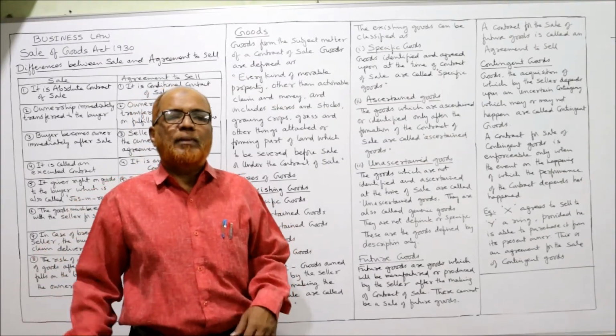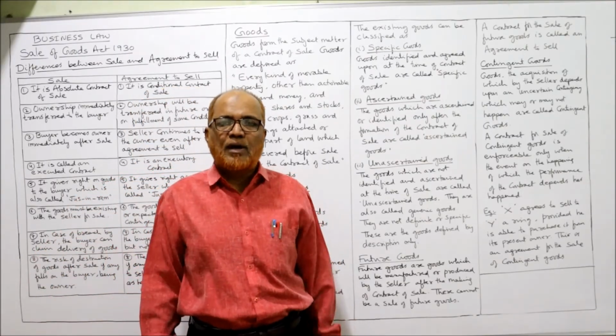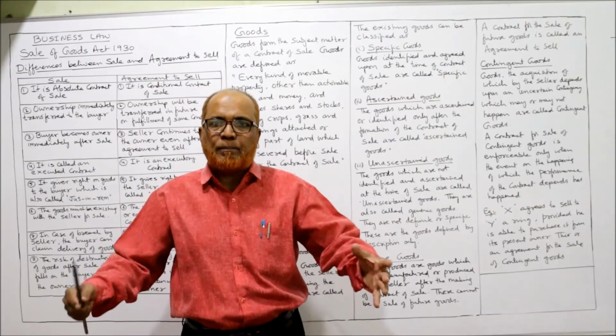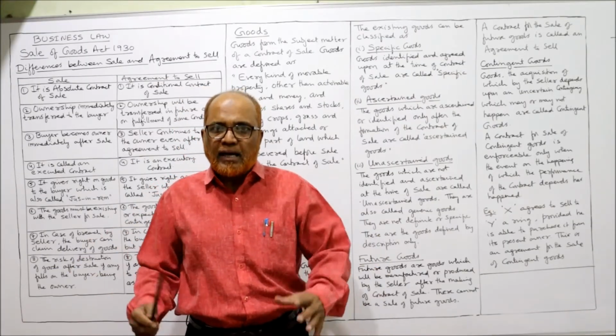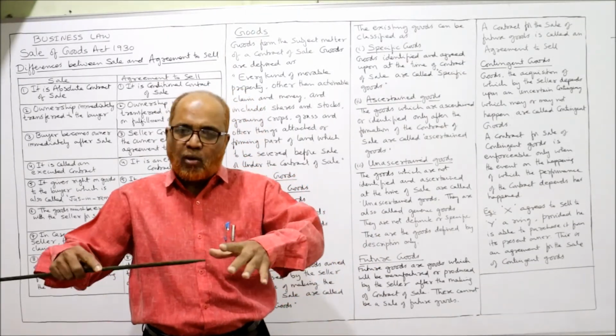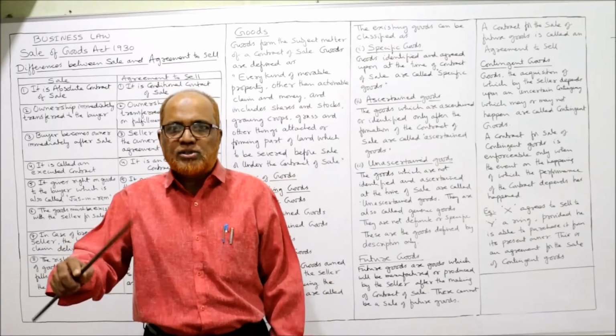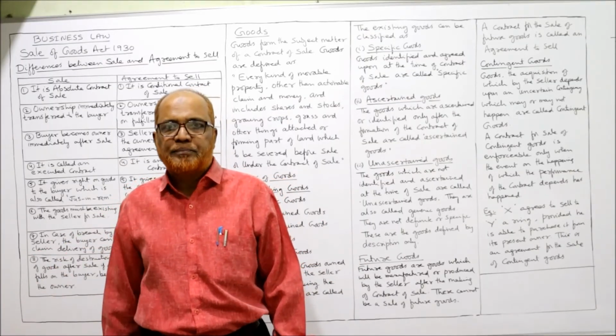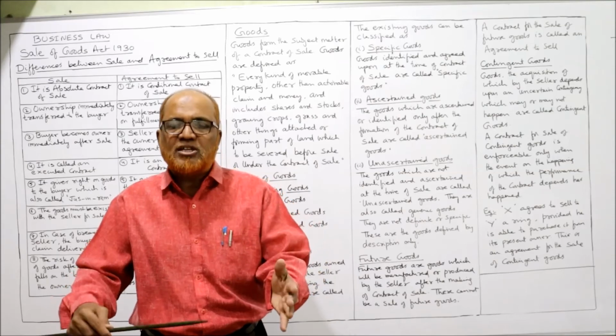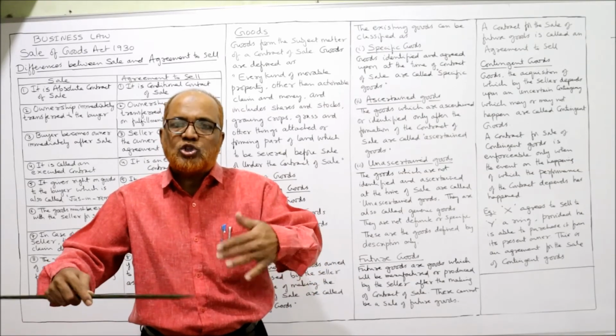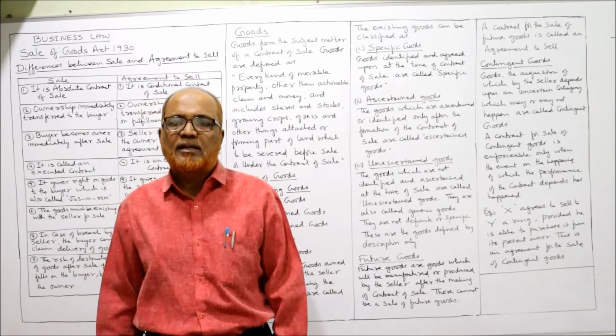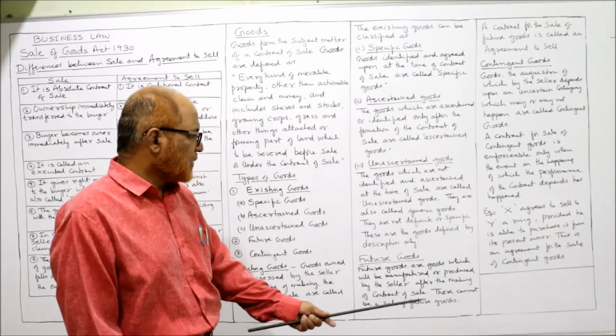For example, if I want to make a sofa set for my drawing room, I go to a furniture shop, a carpenter, a furniture maker is there. I ask him to make a sofa set according to my description, and to make it and supply it to me. So here the contract is made right now, but the goods will be produced, manufactured on a future date. These are called future goods.